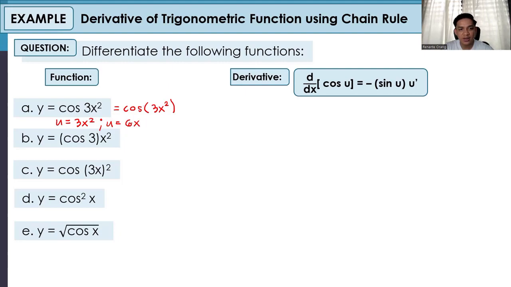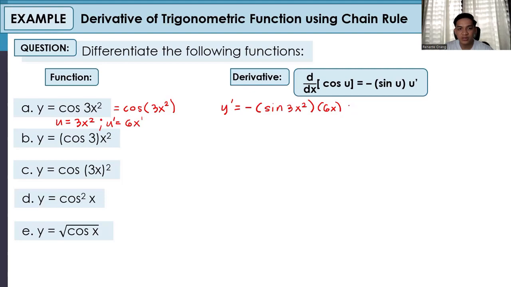Then, 2 minus 1 is 1. So, 6x raised to 1. So, i-apply na po natin, class, sa ating formula. Y prime is equivalent to negative, open parenthesis. Ang cosine natin is magiging sine. Then, copy-paste po natin si u, that is 3x squared, close parenthesis, then multiplied by our u prime. So, ito yung ating u prime, that is 6x.